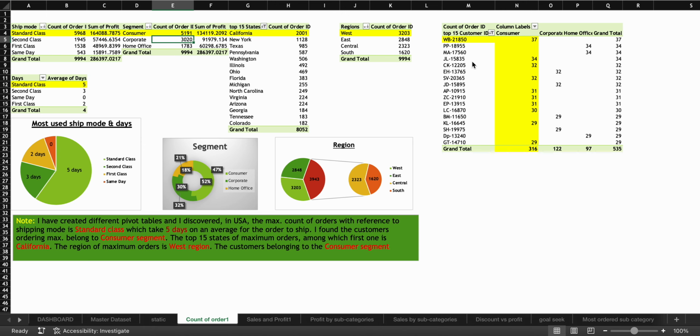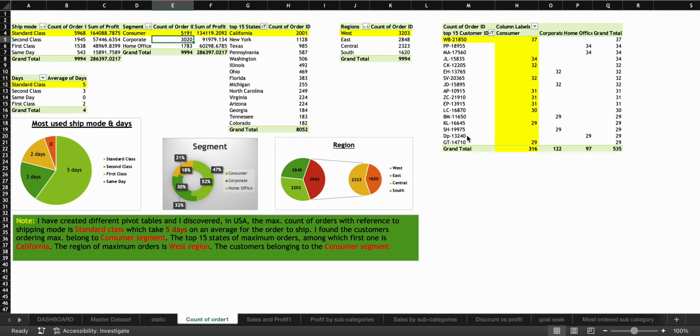I've also checked the customer who is ordering a lot of times. So there is a particular customer who is ordering 37 times, on an average, over here. We can see that a lot of customers belong to the consumer segment. As we can see, the consumer was the winner in the segment here.